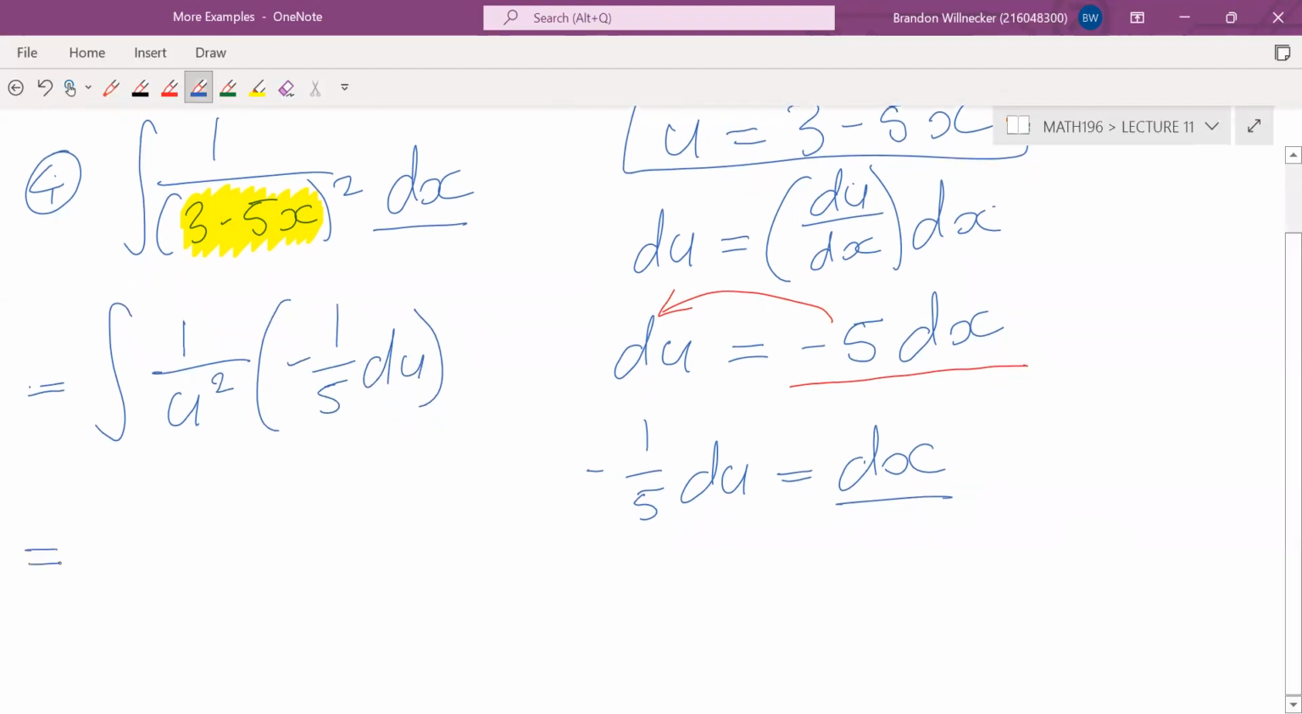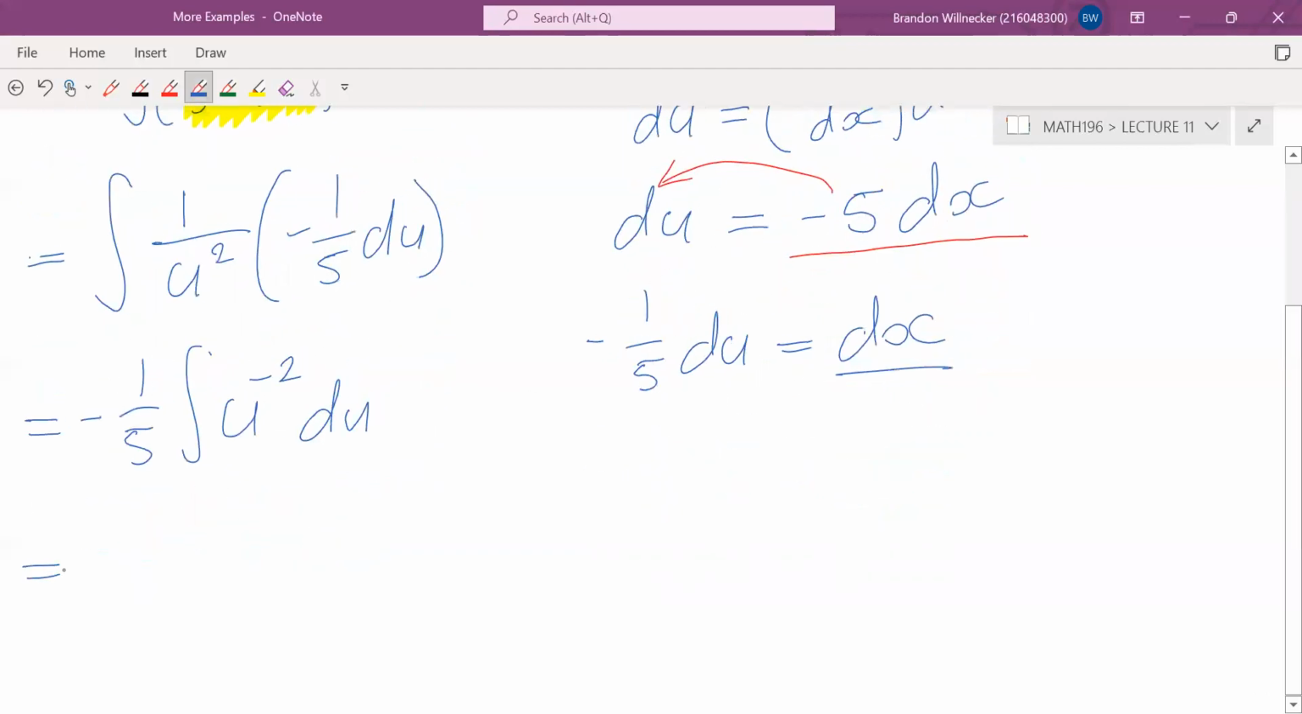Now, with a bit of work, we can reorganize this to minus 1/5 times the integral of u to the minus 2 du. So we had a u squared at the bottom. If we take that to the top, the exponent becomes negative. So how do we integrate this? We add 1 to the exponent and divide. So we have minus 1/5. Add 1 to the exponent. That's going to make the new exponent minus 1. We divide by minus 1, so we get a minus. Minus u to the minus 1. Okay, and don't forget plus c.